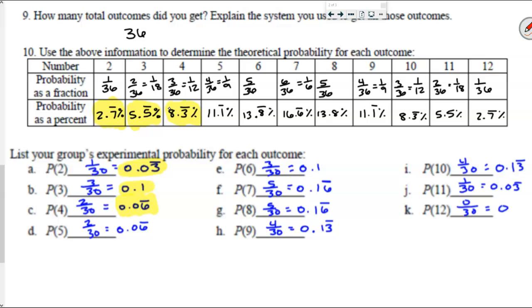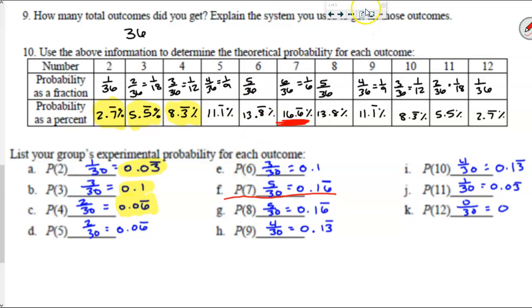Yeah, in fact, I think that in all of it, there's really only one that ends up matching. The 7 is 16.6% in theory, and I actually got it 16.6% of the time. So that's kind of interesting. I don't know how many of the others match perfectly. I don't think any of the others did.